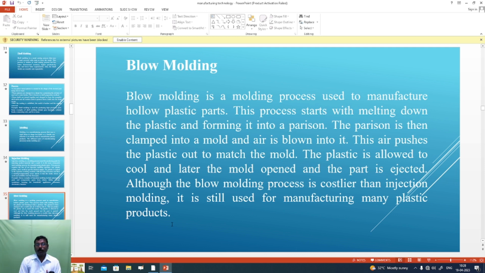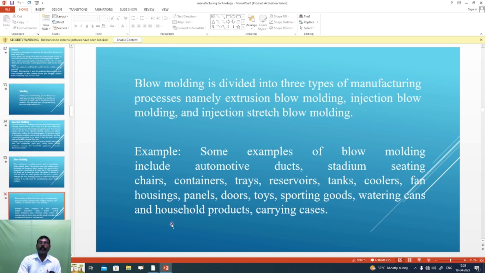Although the blow molding process is costlier than injection molding, it is still used for manufacturing many plastic products. Blow molding is divided into three types of manufacturing process, namely extrusion blow molding, injection blow molding, and injection stretch blow molding.